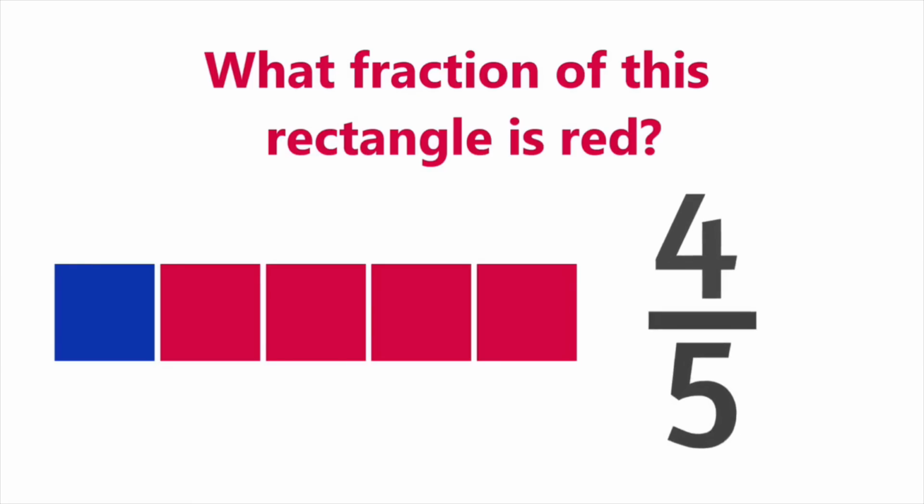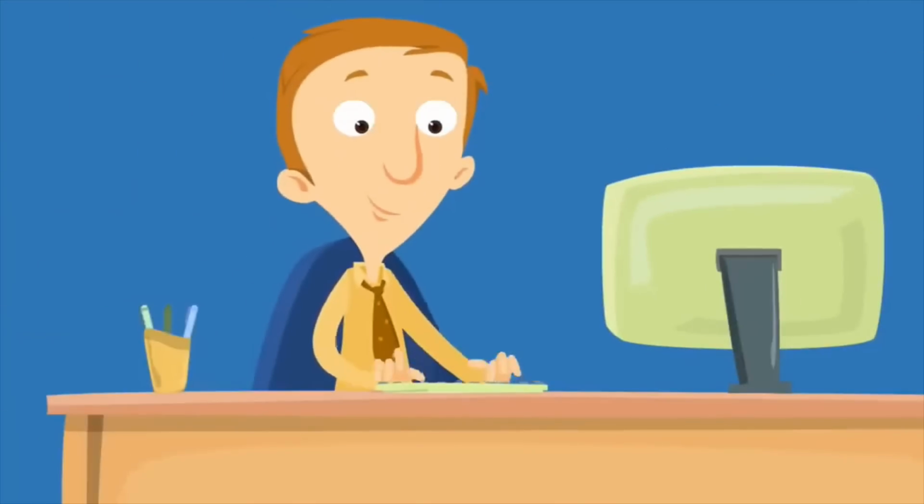Yes, 4/5. 4/5 of the rectangle is red. Awesome! The numerator shows us how many of the parts are red. 4 of the pieces are red. The denominator shows us how many total parts the rectangle is split into. The rectangle is split into 5 equal parts. 4 out of 5 parts are red. That means 4/5 of the rectangle is red. Wonderful job. All right, here is the last one.